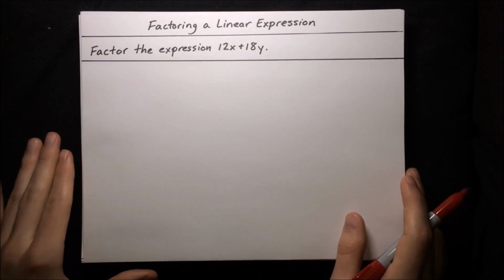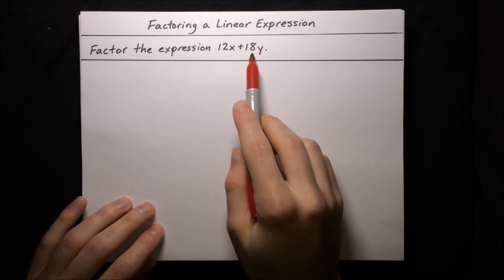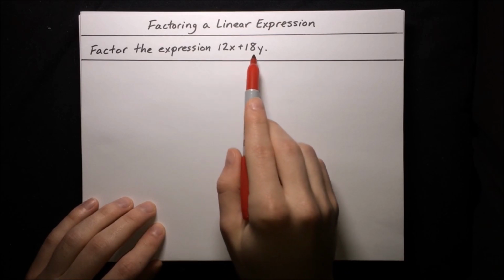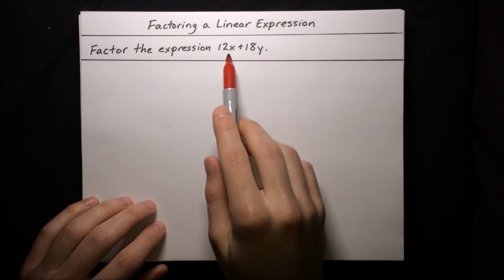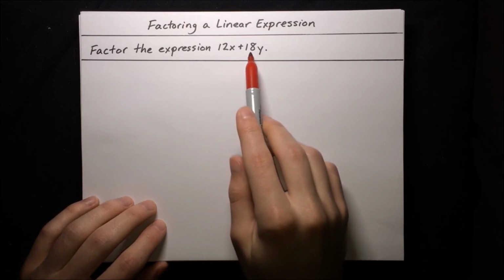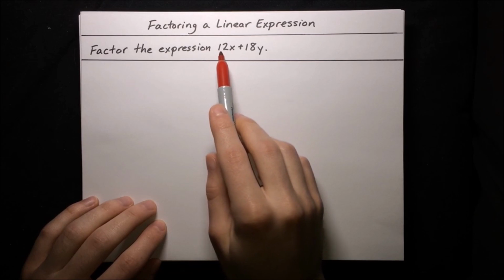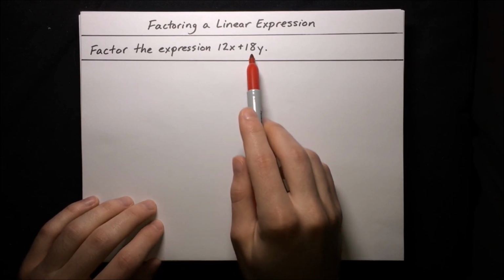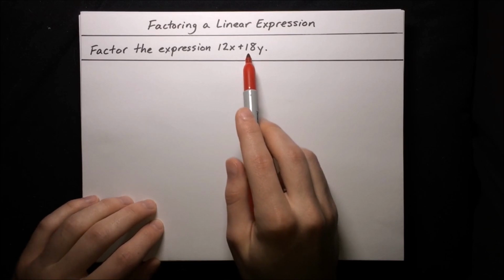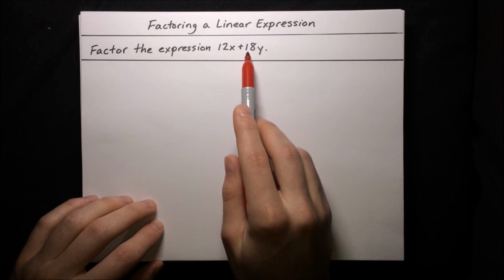Alright, here's another example. We want to factor this expression 12x plus 18y. And again, we can start that off by just finding the greatest common divisor. Neither of these terms has matching variables, so we don't have to worry about any variables in the greatest common divisor. So we can just look at the constants, 12 and 18. So what is the greatest common divisor of 12 and 18? What is the greatest expression that will divide both of these terms with no remainder?